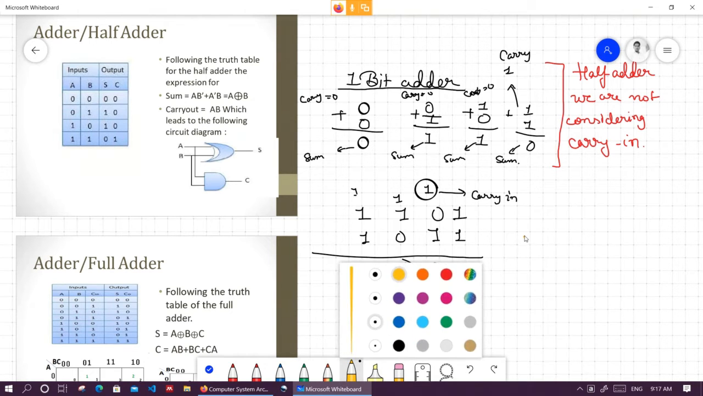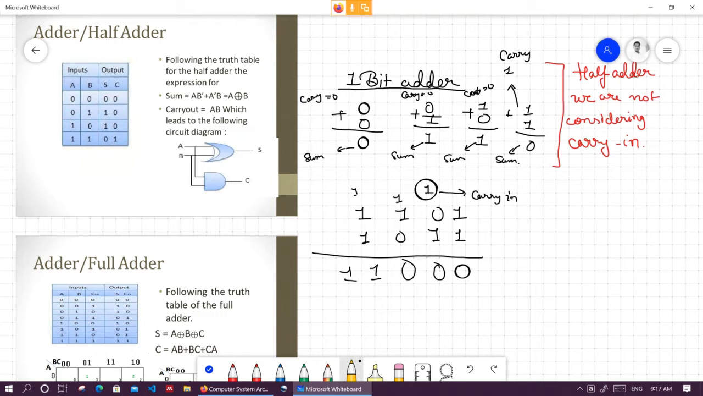What color is this? It's not visible. It's not running over here.